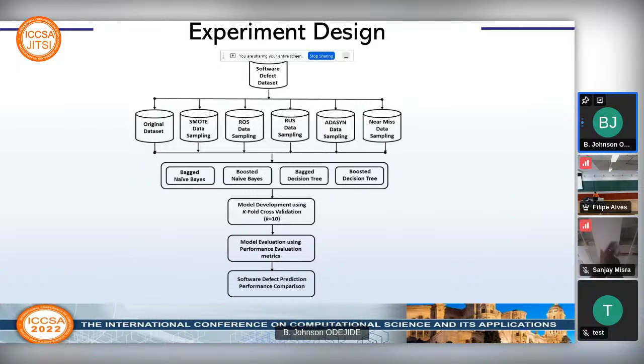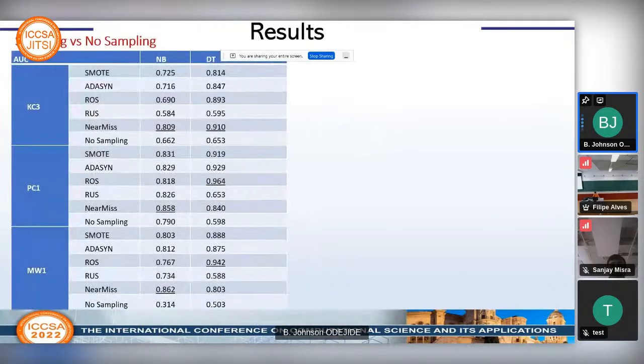And then we used k-fold cross validation where k equals 10. And then we evaluated the model using the performance evaluation metrics, which I earlier showed, the MCC and the AUC. And then we compared the software defect prediction performance. So in the experiment, this is what we came about, the sampling and then the no sampling.